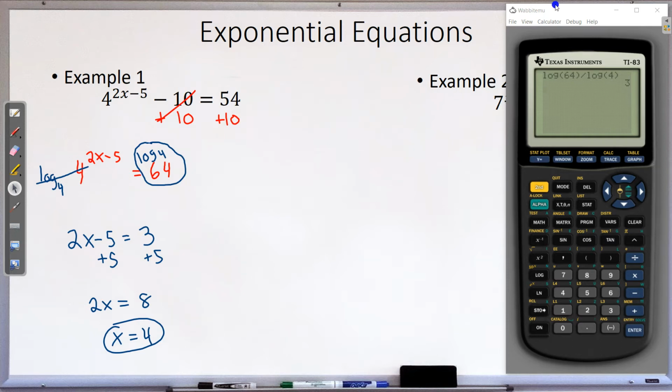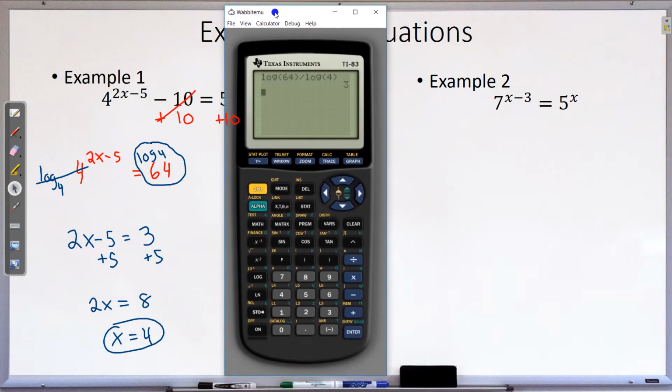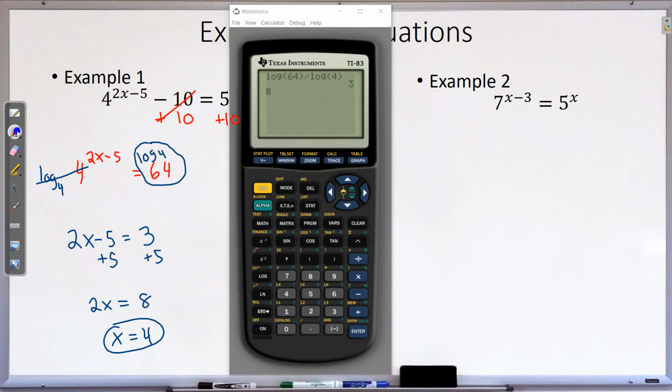All right, let's take a look at our second example here. So here you see we have an exponential on both sides of the equation. And both exponentials have an x in them, and we want to get x by itself. And so here, choosing the log base 4 got rid of the only exponential, but now we've got 2. So yes, we are going to log both sides, but which one do we pick? Log base 7 to get rid of the 7, or log base 5 to get rid of the 5?